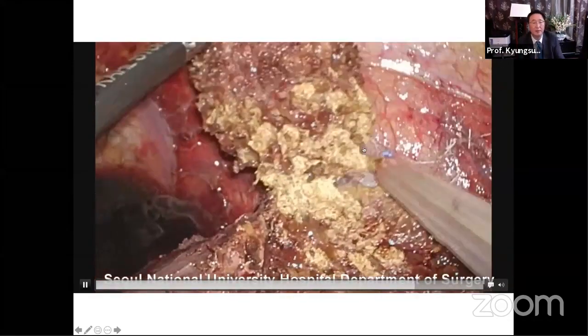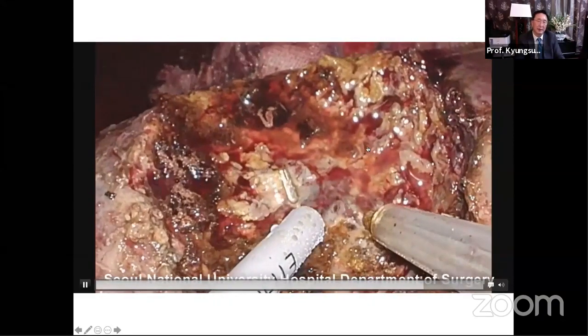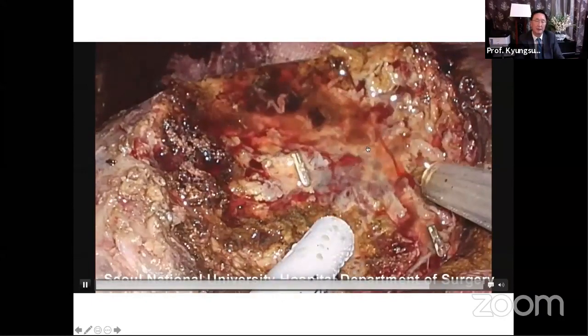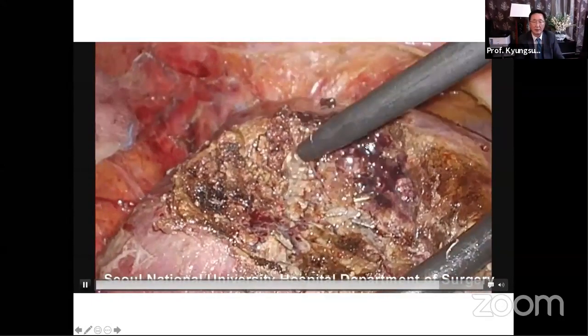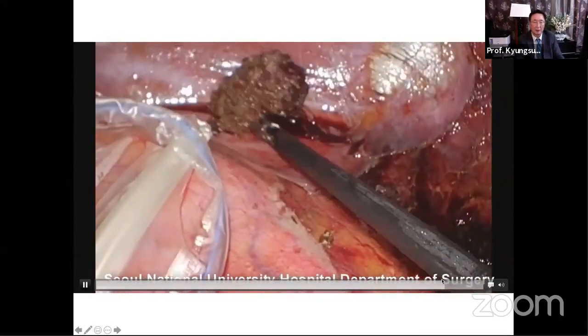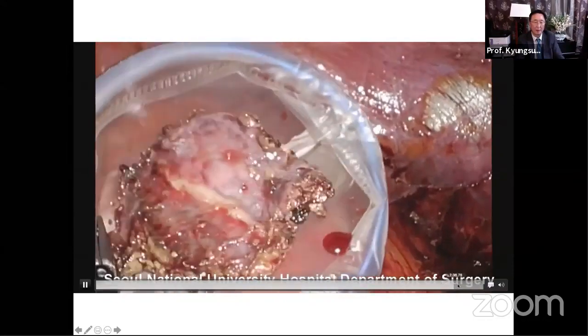And the tumor is removed. It's a tumor in the very posterior and superior part of segment 7. And the resection is finished. It will be removed with the endobag.